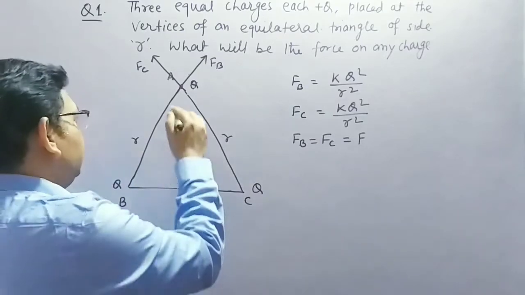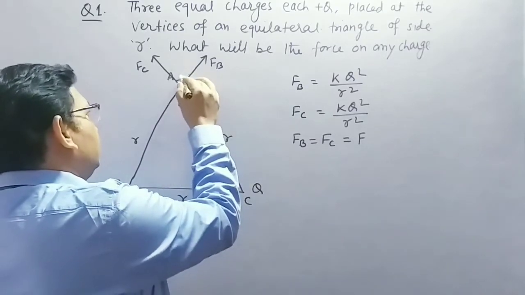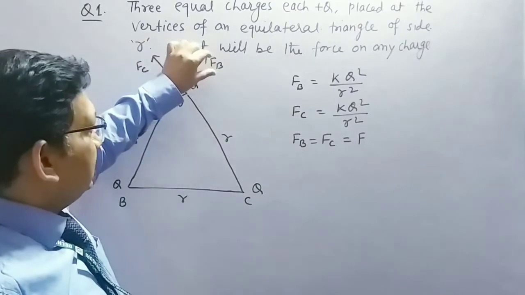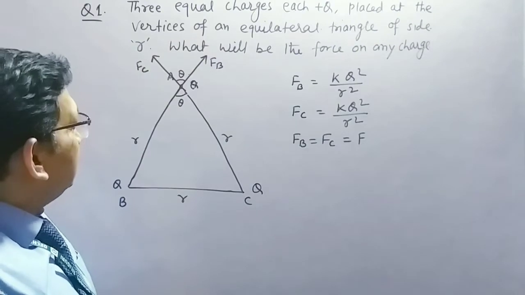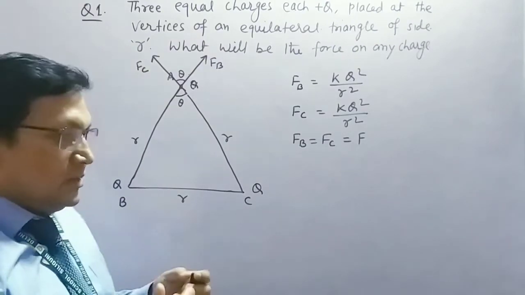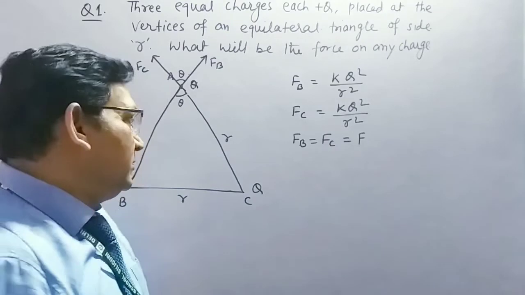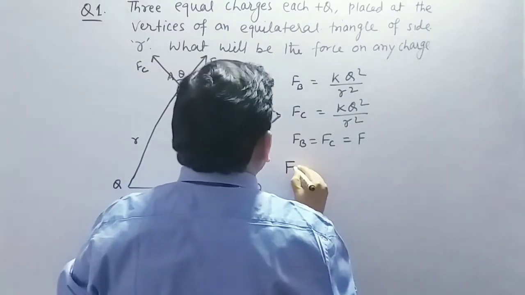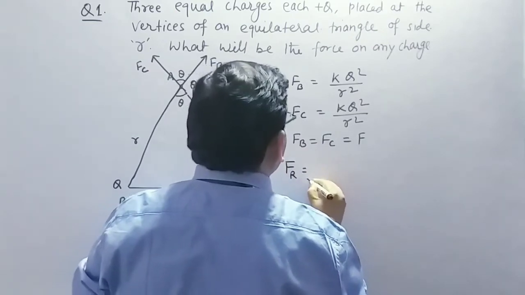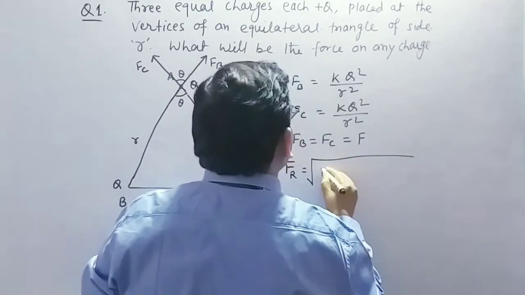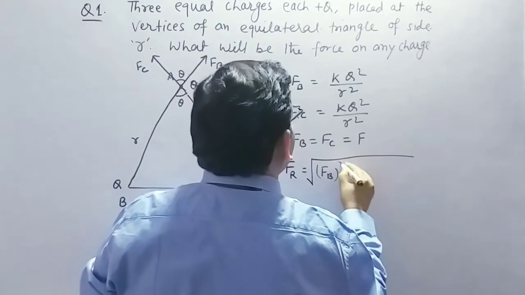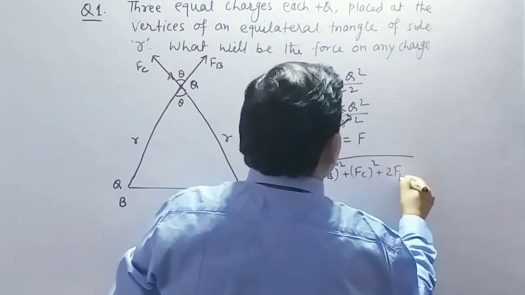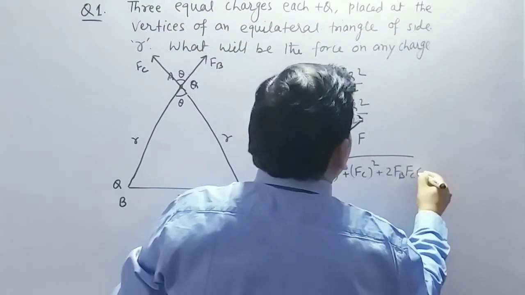Now we have to find the resultant of force C and force B. And now we have to apply the resultant formula that we have done in class 11. So the resultant of force C and force B, force resultant, all of you know this formula from class 11: square root of force B square plus force C square plus twice FB FC cos theta.